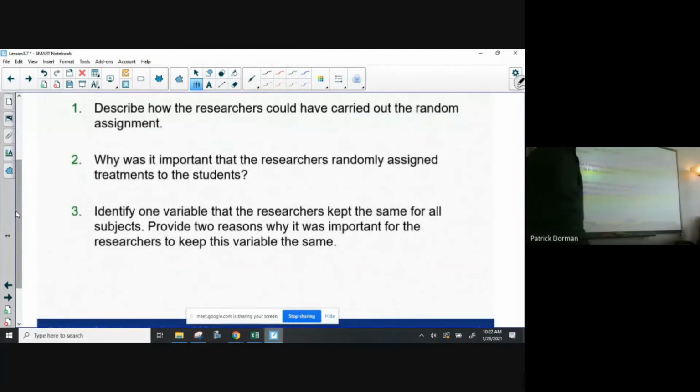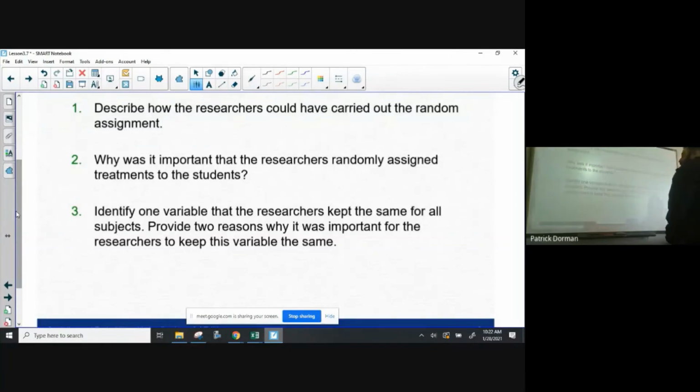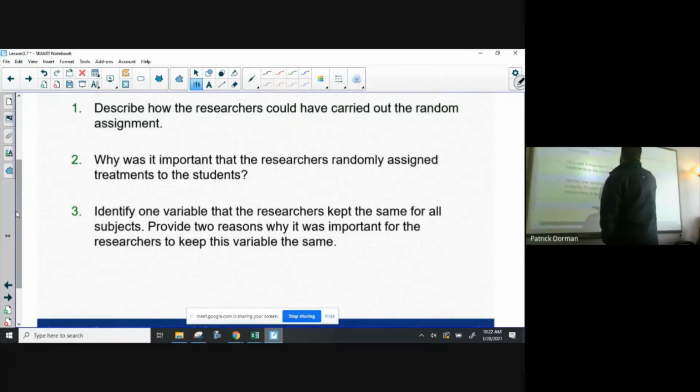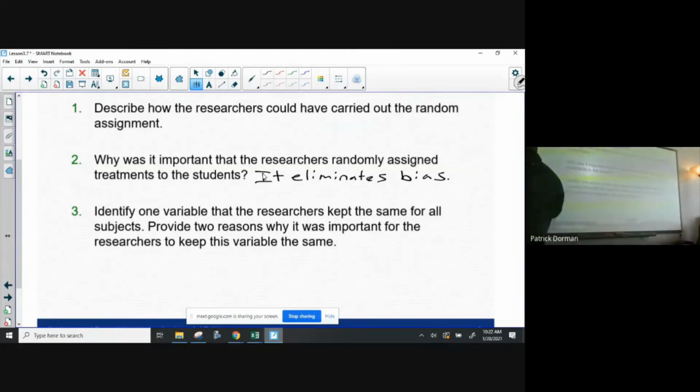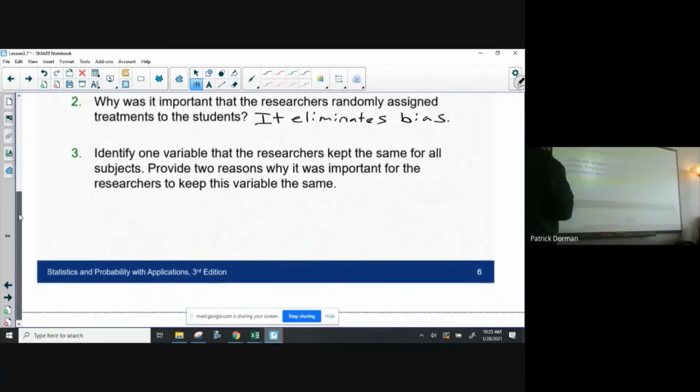So why was it important that the researchers randomly assigned treatments to the students? And that was what I was talking about earlier, because it eliminates bias. That's the easiest way to say it. That's it right there in a nutshell, right? That's why we're doing it. We don't want to introduce some sort of a bias in our selection. I guess I could say in the selection process or something like that, but shorten to the point. Why not? All right, number 3.